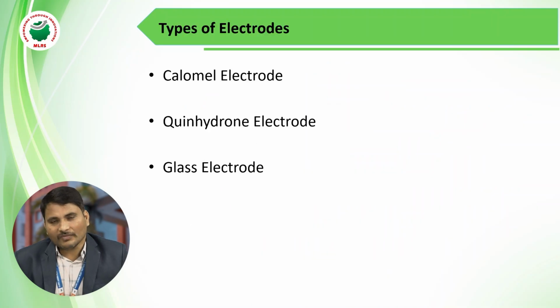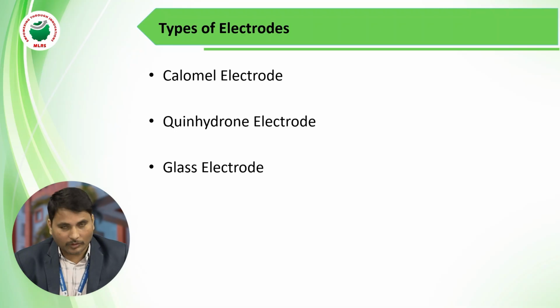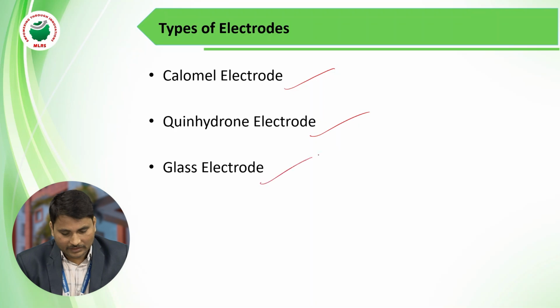Today we will see one more important topic in our electrochemistry, that is the electrodes. Especially here we have three types of electrodes. One is the calomel electrode, one is the quinhydrone electrode, and another one is the glass electrode.